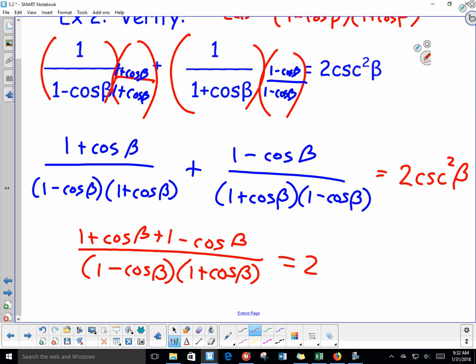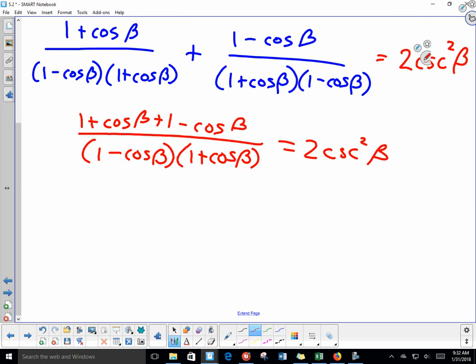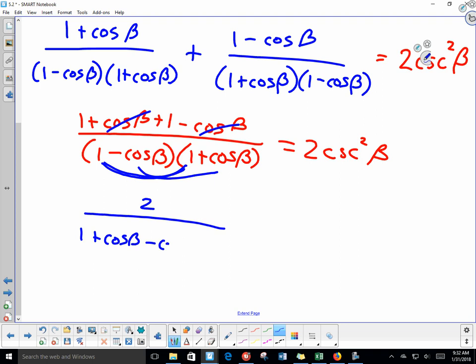And again, I'm going to keep writing the other side of the identity until I get the two sides to be equal. I think here we can see that the cosine betas are going to subtract off in the numerator. So I'm left with 2 in the numerator. And if we multiply this out using FOIL down here, I think we'll have 1 plus cosine beta minus cosine beta, and then minus cosine squared beta. Again, we're trying to show that this is equal to 2 cosecant squared beta.